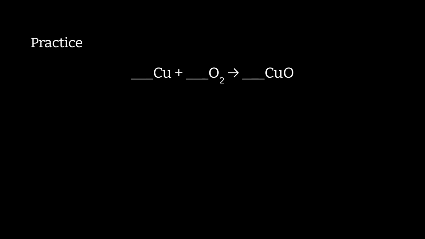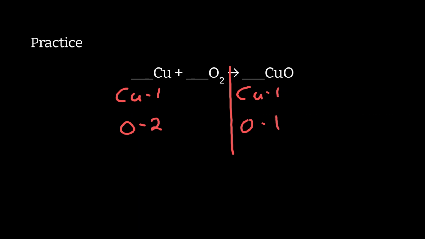Taking a look at another example, we have our Cu plus O2 forming our CuO. Splitting this in half, we have our Cu, we have our O, our Cu, and our O. Counting up our total number of atoms, 1 copper, 2 oxygens on the reactant side, 1 copper, and 1 oxygen on the product side. We'll notice that the oxygen is unbalanced, so we're going to go ahead and fix that first. Place a coefficient of 2 out front of our CuO.